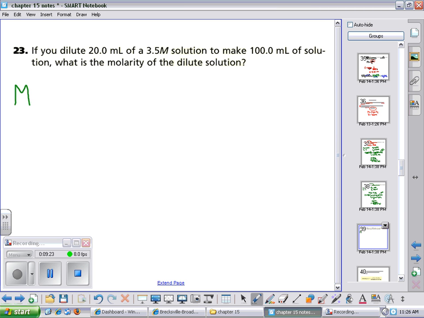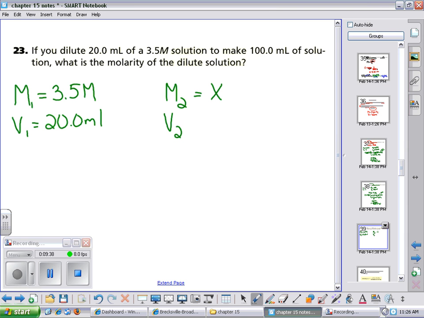So our M1 is 3.5 molar. Our V1 is 20 milliliters. So they're telling us this time. Our M2 is the thing that we don't know. Our V2 is we want to make 100 milliliters of total solution with a new concentration. So we want to figure out what we're going to reduce it down to.